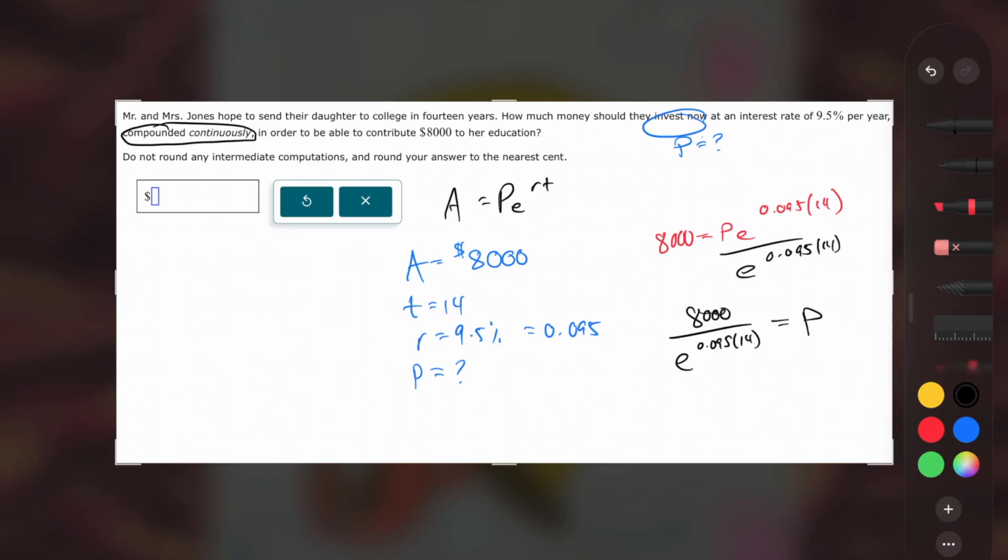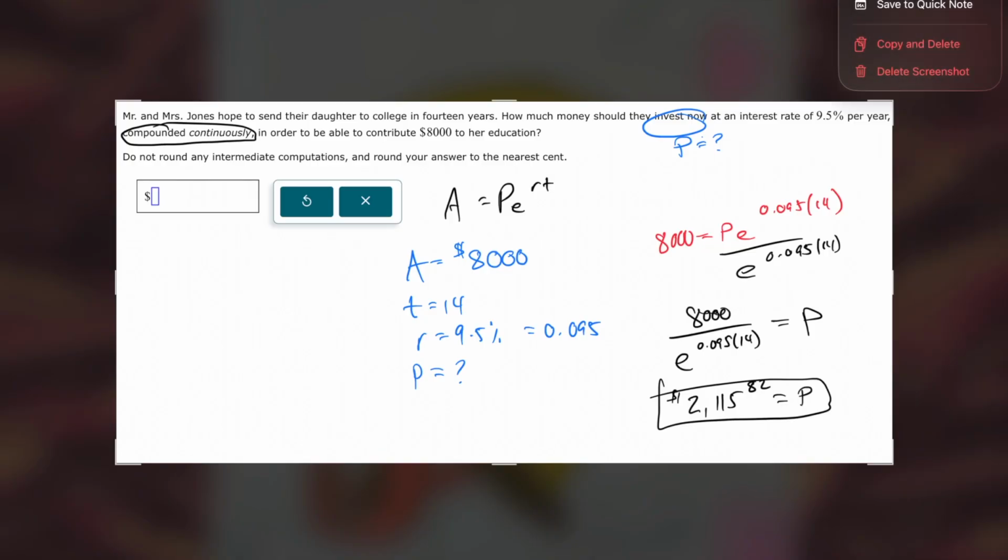Okay, so I do 8,000 divided by e to the 0.095 times 14. Very easy to do in the calculator because it's just easier to see. So they would need to invest about 2,115.82 right now, and then it would turn into 8,000 in 14 years.